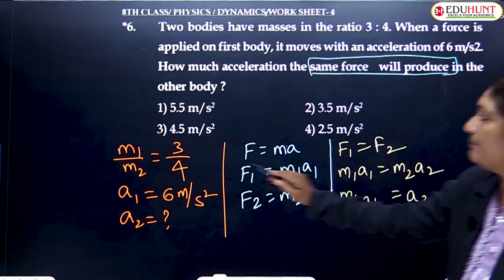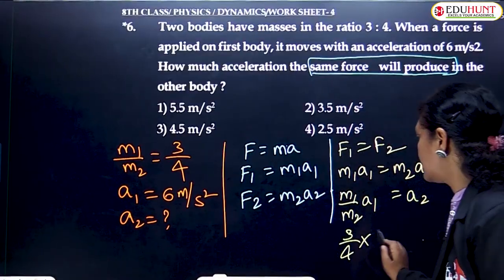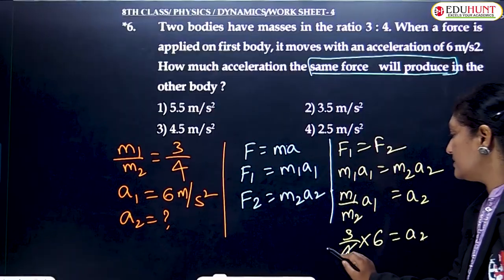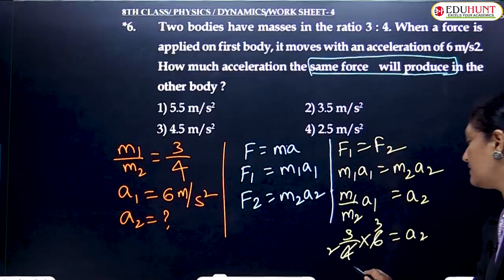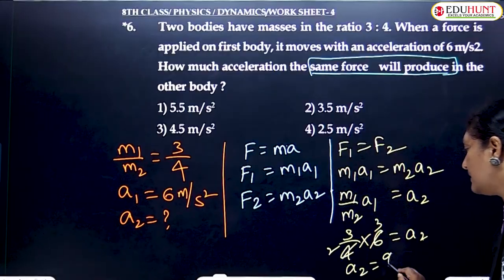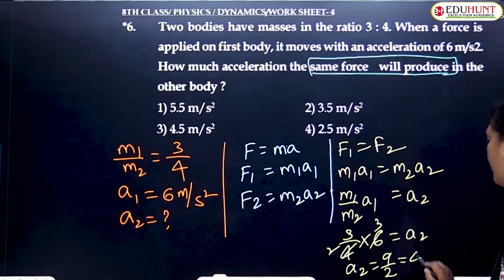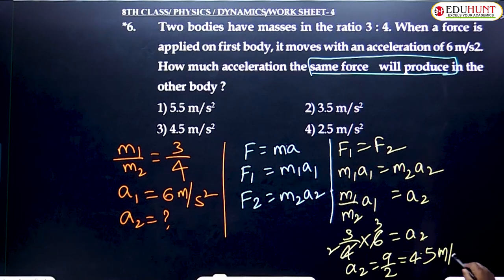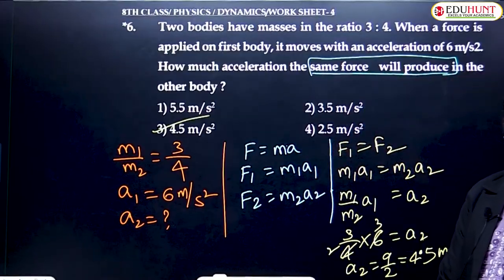M2 I brought it here, then M1 by M2 into A1 is the value of A2. So what is M1 by M2? 3 by 4 into A1, which is how much? 6 is the value of A2. So cancel this, children. This goes 2 times and this goes 3 times. That is 9 by 2. So the value of acceleration is nothing but 9 by 2. What is 9 by 2 equal to? It is 4.5 units of acceleration in SI system, meter per second square. So the answer is 4.5 meter per second square. The third option must be true.